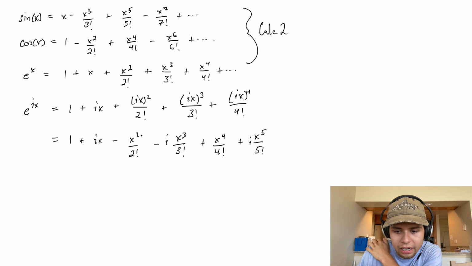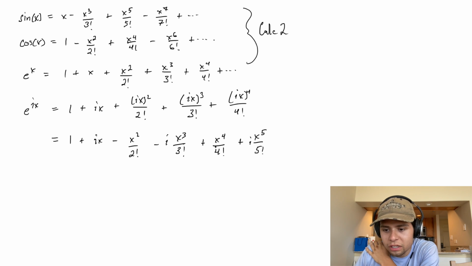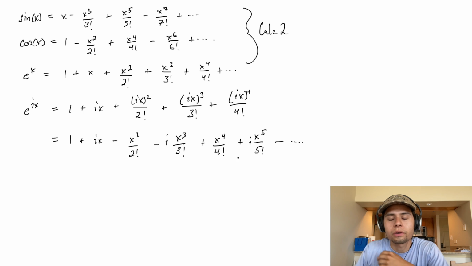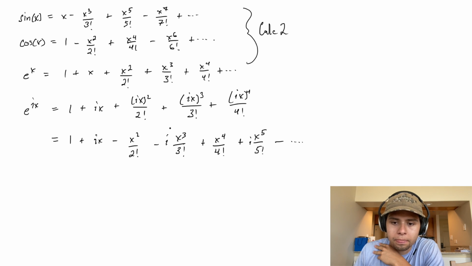So we have these alternating i's. We have i's here, and i's here. But we have a minus, minus, plus, plus, and we'll see that pattern as well. So the next one's going to be minus, and it's just going to keep on going. Okay?